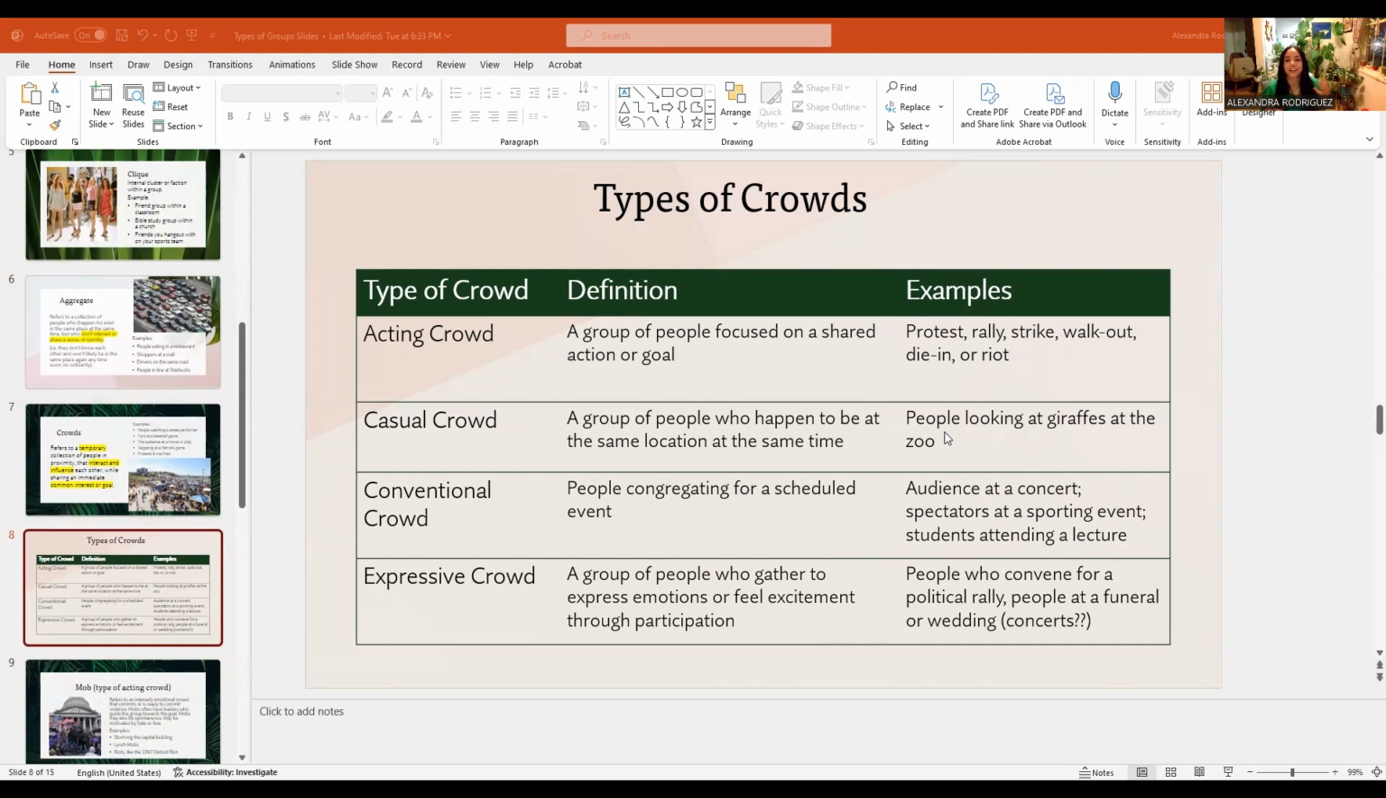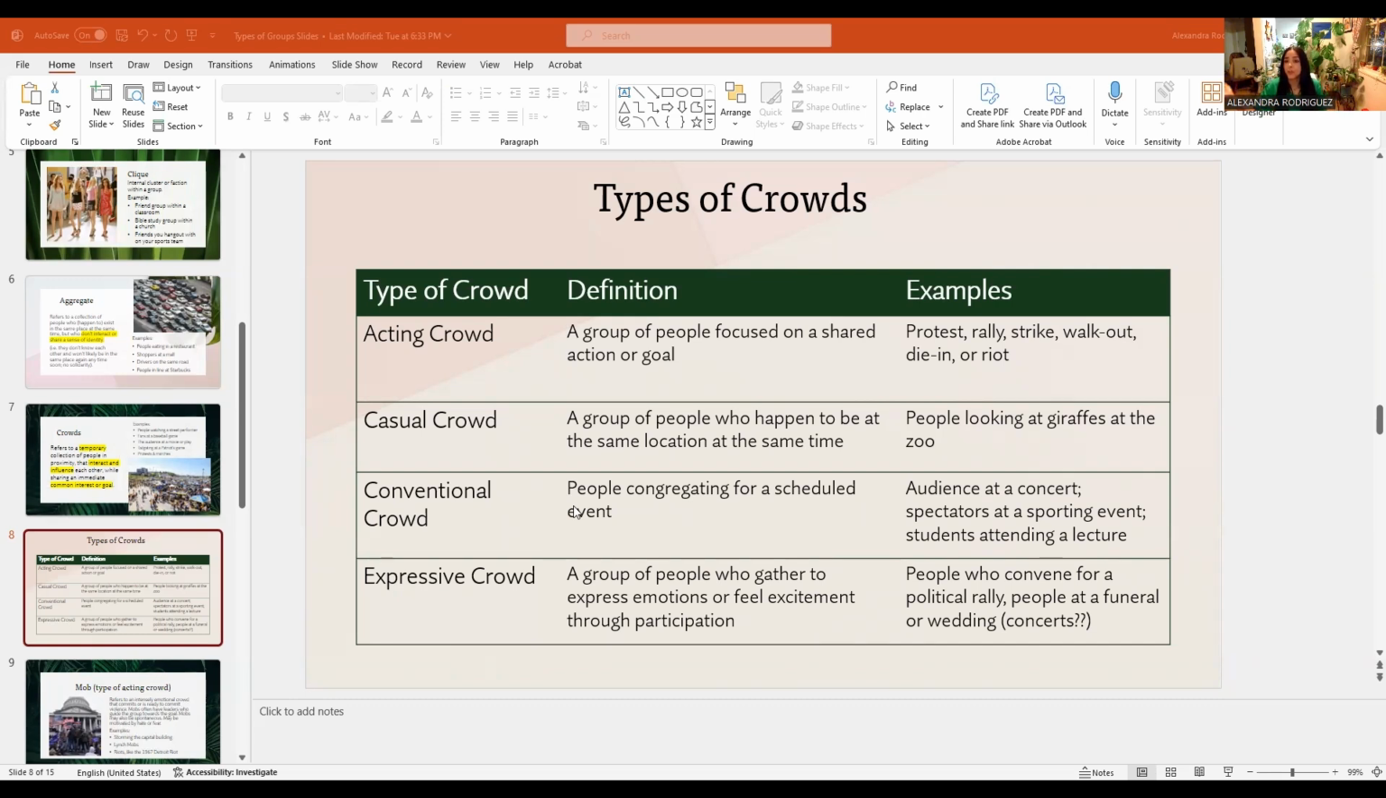They don't really share any sort of identity. They're just there casually to look at the giraffes at the zoo. When we go to conventional crowds, these are people congregating for a scheduled event, right? Like they all planned to be there and they're there.